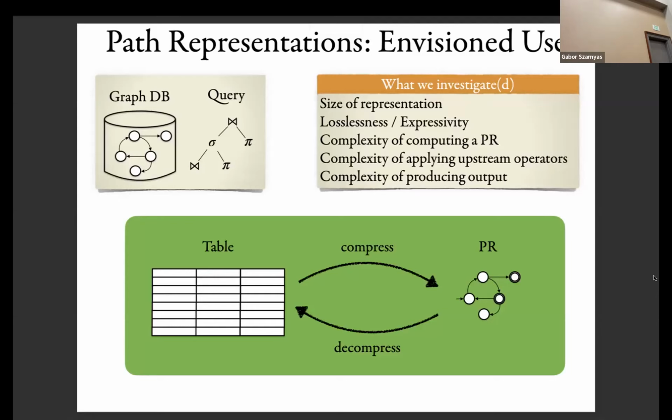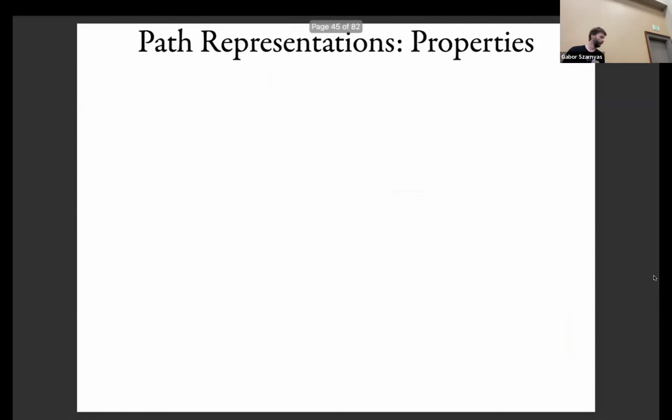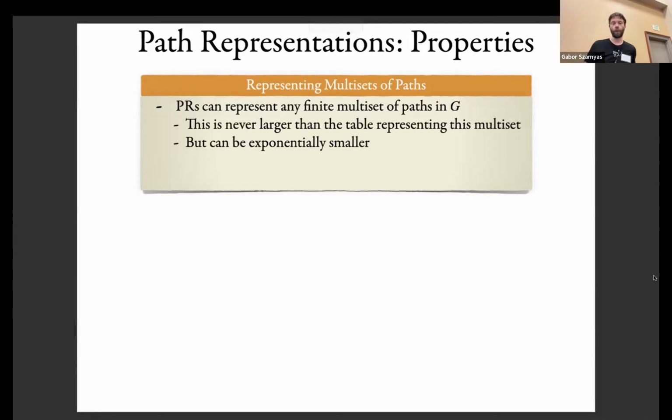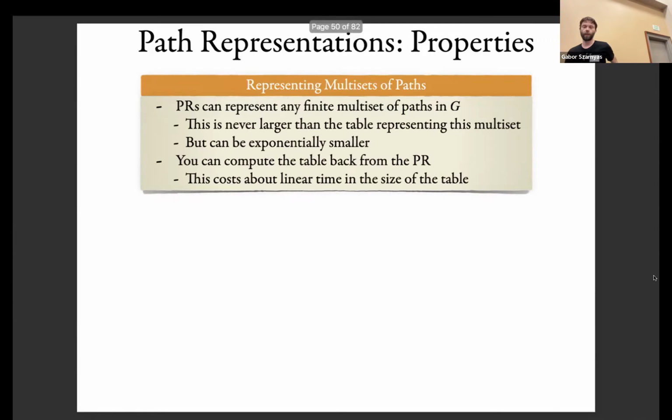Now, what can you do when you actually want to compute with these things? I don't have time to go over all of this, I can see. But we look at expressiveness. So a path representation can represent any finite multiset of paths. It's never larger than the table, as far as I can understand, but it can be exponentially smaller. And you can compute the table back from the path representation.